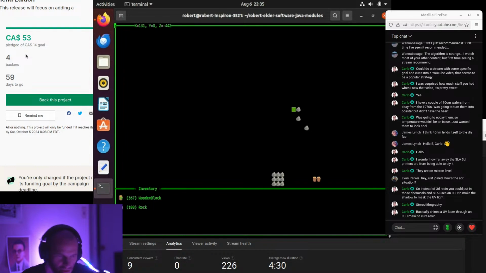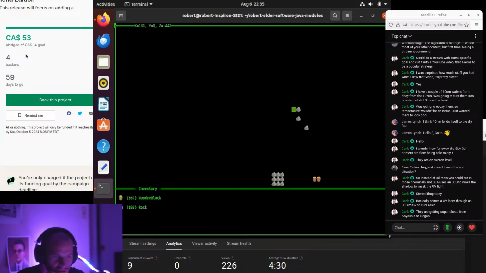So is this part of, is this used for other things? Like for stuff that's not making CPUs? Like a general manufacturing process? They're getting super cheap from Anycube or Eligu. Interesting. I'm not up to date with all those.